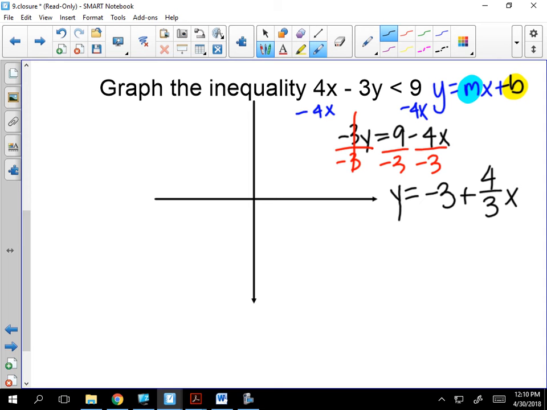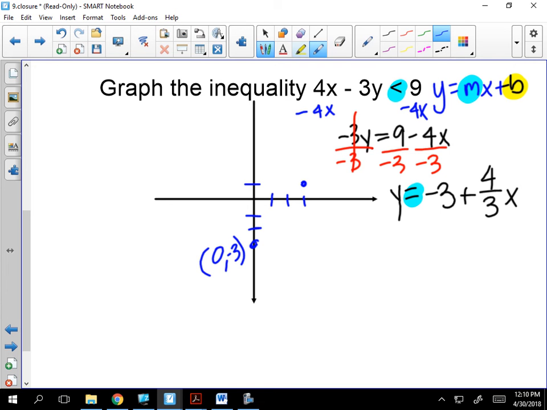So notice that I have an equal sign here instead of the less than sign. That's okay, because all we're really using that for is to figure out our boundary line. So we know that we're going to start at negative 3 because that's our y-intercept. And we're going to go up 4: 1, 2, 3, 4, and we're going to go over 3. And there's our next point.